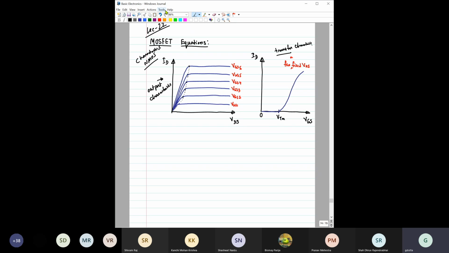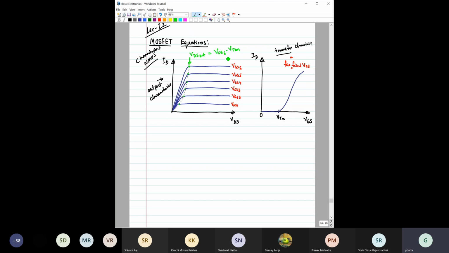Now, the point where the current saturates will change for each curve. For a particular gate bias, the voltage where the current saturates is termed VDS sat, and that value is given by VGS minus VTN. So you have to subtract the threshold voltage from the gate voltage, which gives you the voltage where the current saturates.